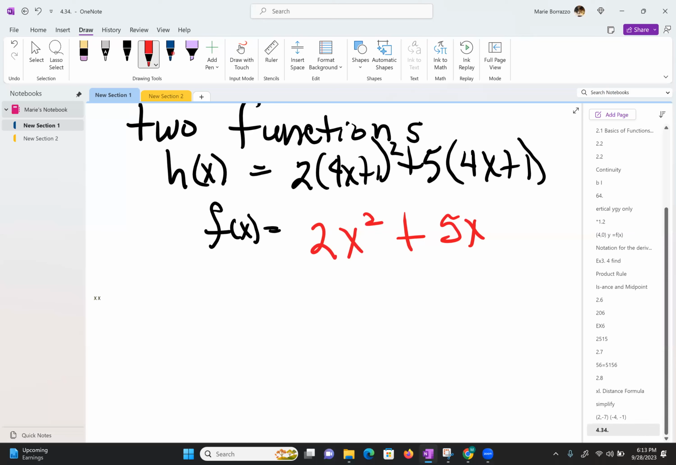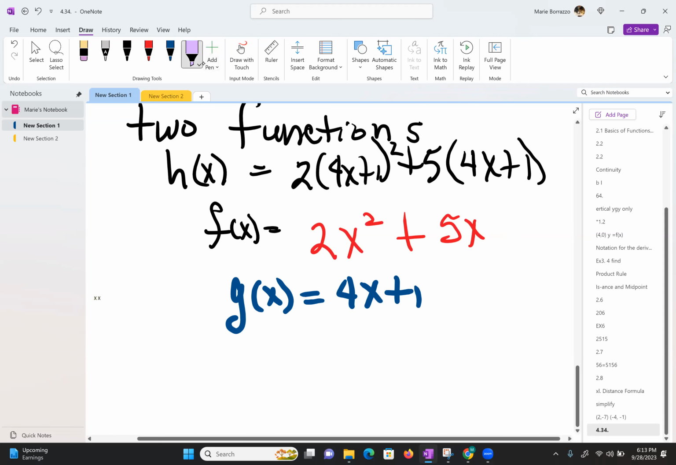I can then look at my g of x function and say, well, the g of x must be the inside part, which is the 4x plus 1, which in this case is simply right here. If you notice, this is the same as this. So I'm looking at them as x values. Pretty simple? Yeah, okay. I got it. Good.